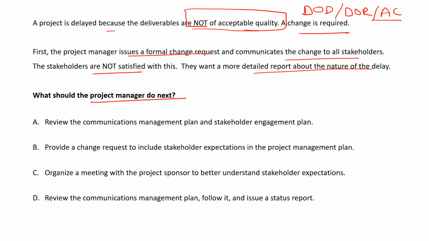Review the communication plans and stakeholder plans. Provide a change request to include stakeholder expectations. Organize a meeting with the sponsor to better understand. How can you do this, guys? And review the communication management plan and follow it and issue a status report. Organize a meeting with the project sponsor.